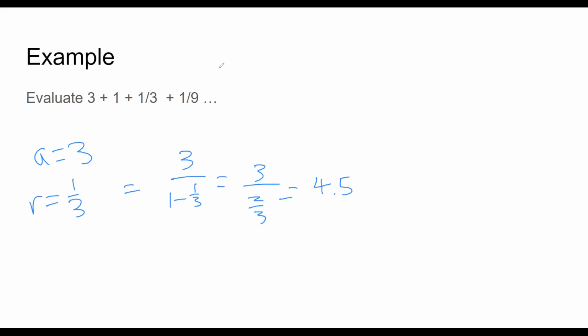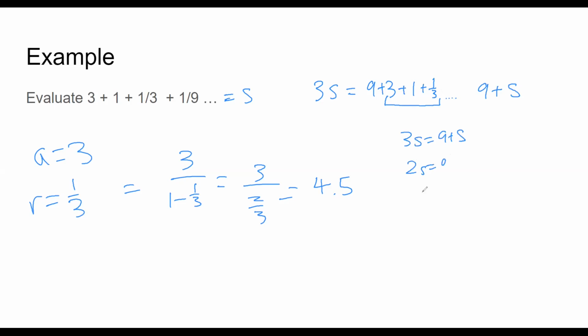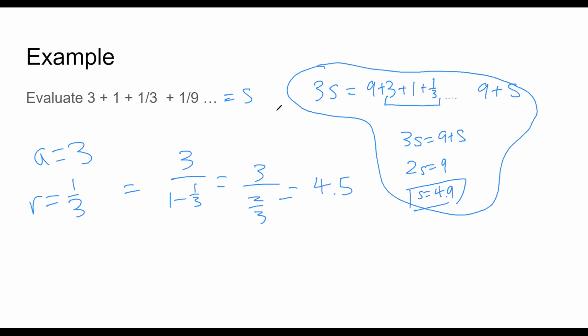And if we wanted to check this, we can use the strategy we did earlier with the 1/2 one. Let's call this s again. So we have 3s is equal to 9 plus 3 plus 1 plus 1/3, dot dot dot, which is the same as 9 plus s, because this part is just an s. So we have 3s equals 9 plus s, 2s equals 9, s is equal to 4.5. I think this strategy makes a little more sense; the other one is more abstract, it's just a formula. But why did I write 4.9 here? It's 4.5. Either way you can solve a problem like this. It's not too important.